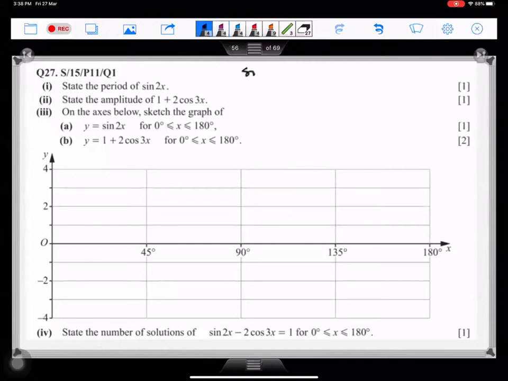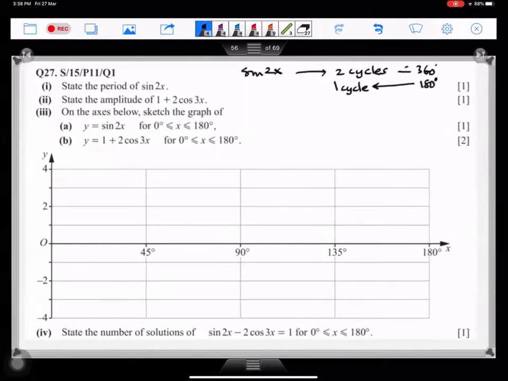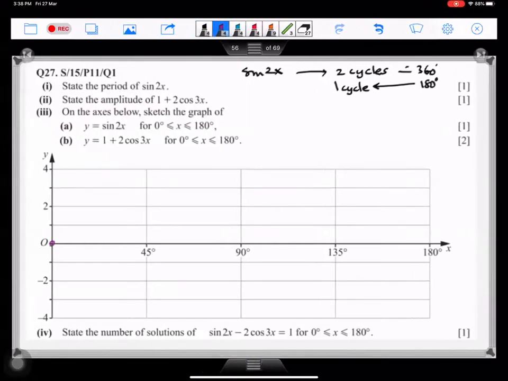So sine 2x, what does it mean? 2 cycles in 360 degrees. Therefore, in 180 degrees, I should draw only one cycle. So sine 2x, one cycle in 180. So I'm going to start with 0, and then 90, and then 180, one cycle. That means this thing is 1, minus 1.